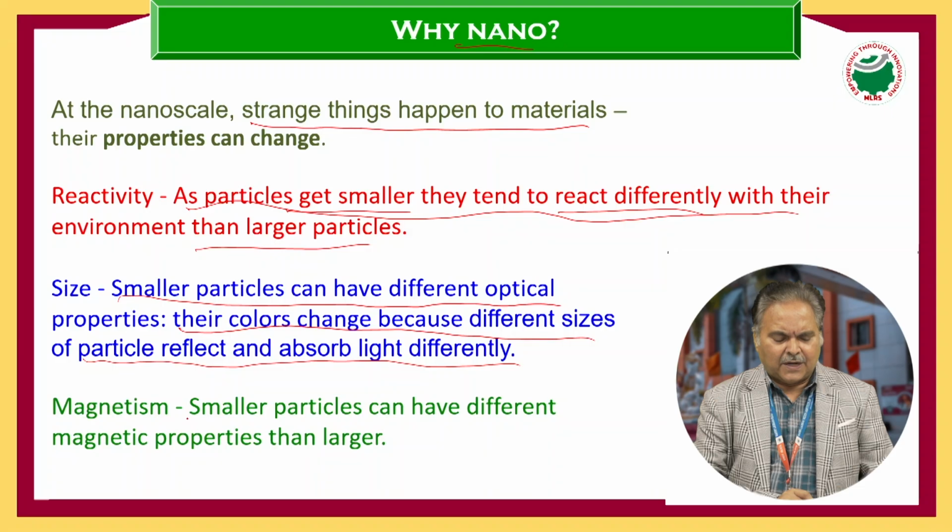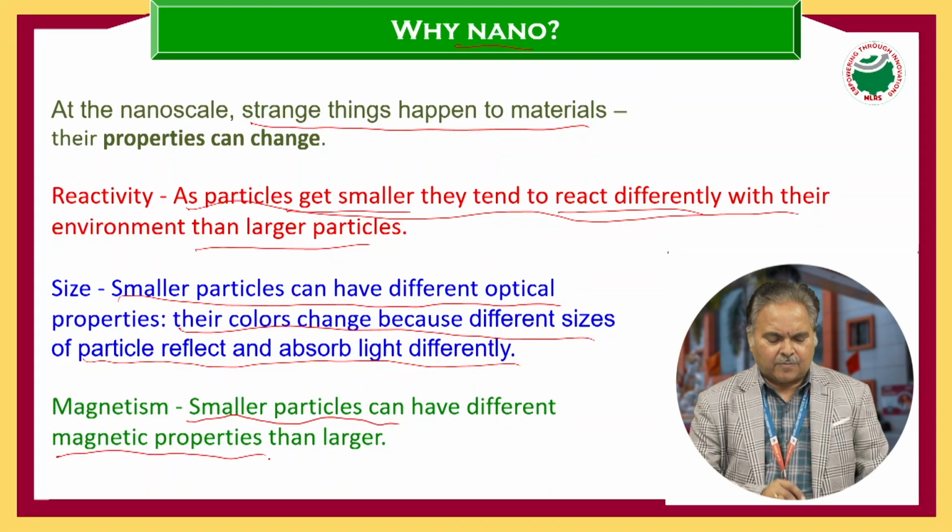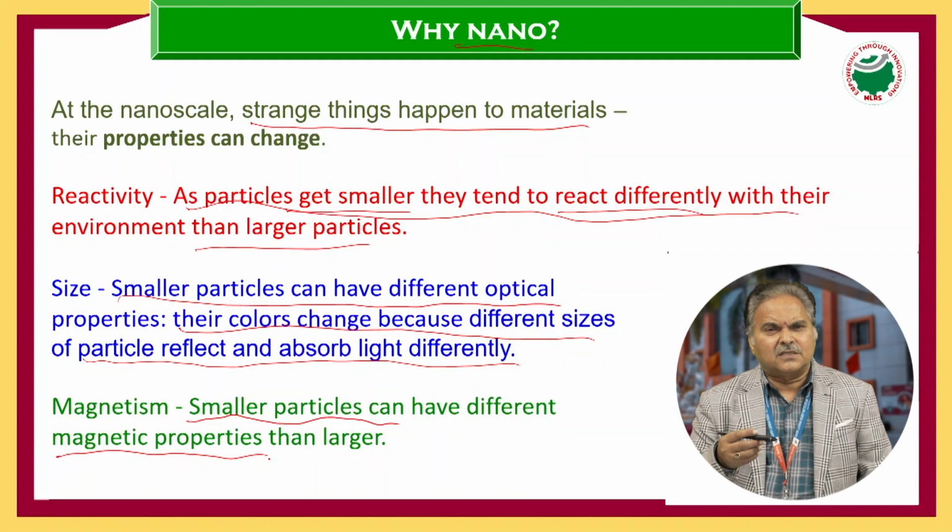Then there is magnetism also. Magnetic properties will change when the particle is smaller, in terms of nanometers. It has different magnetic properties. We all know there are three basic magnetic materials: ferromagnetic, paramagnetic, and diamagnetic. These properties will change when the material is in nano size. That is the beauty of nanoparticles and the development of nanotechnology.